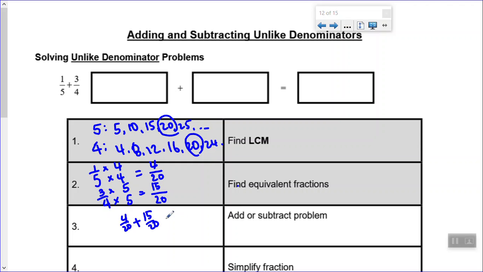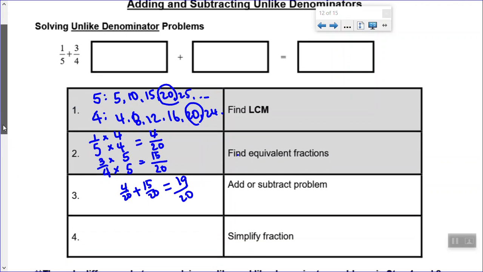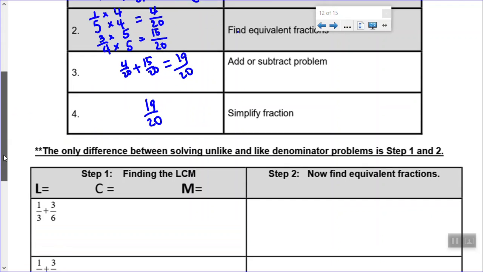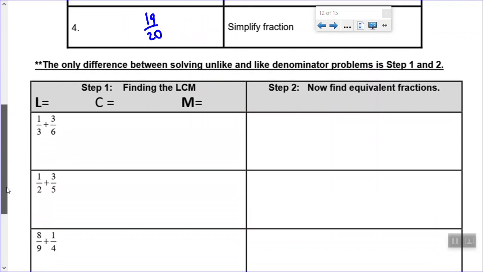Now you have the same denominator. You can add the numerators. 4 plus 15 is 19 over 20. If you need to, you have to simplify. 19 over 20, you cannot simplify because 19 is a prime number and 20 is not a multiple of 19, so it is already simplified.